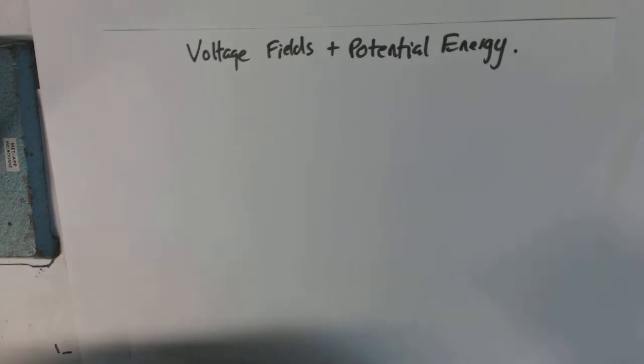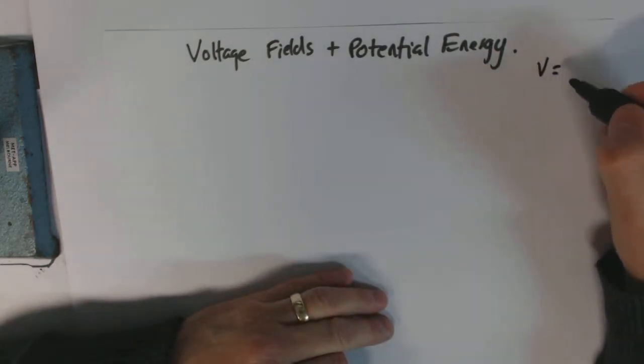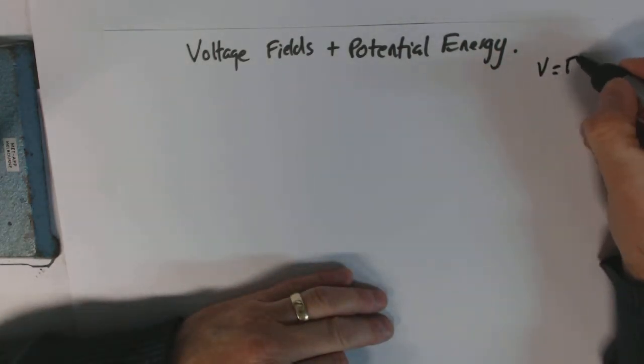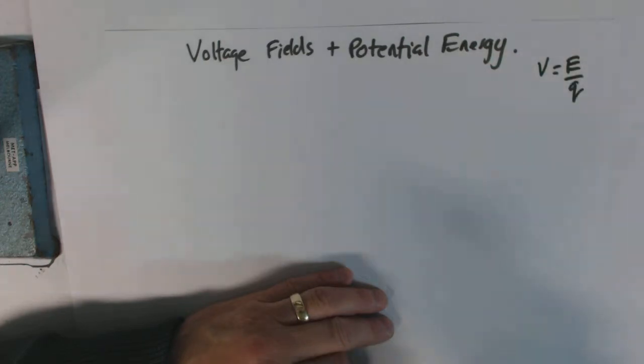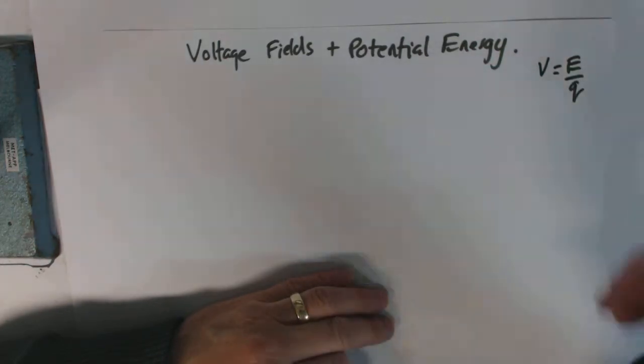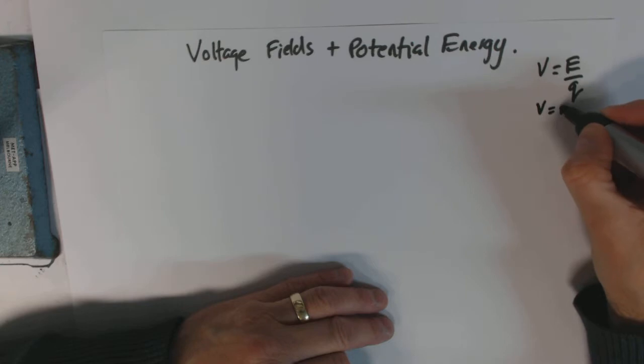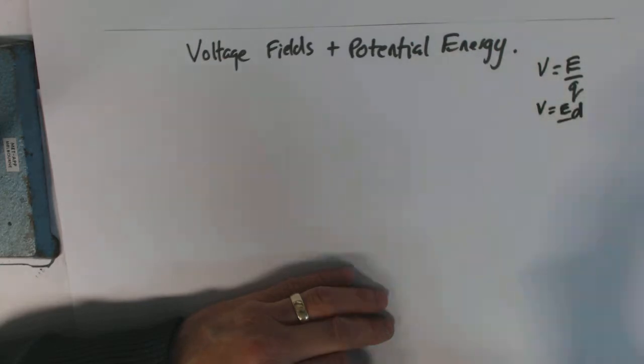What is voltage? Let's write down a few of the things we've found out over the years. We've had that formula, voltage is energy per charge. That's a good way of looking at it. We had that formula that voltage is the electric field times the distance you travel in it. That's very important to remember that one.